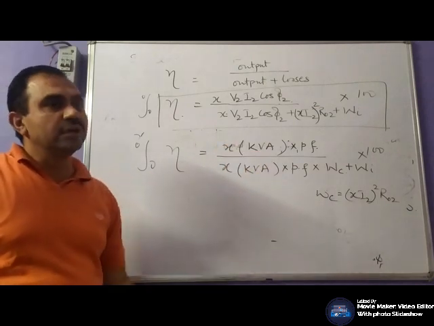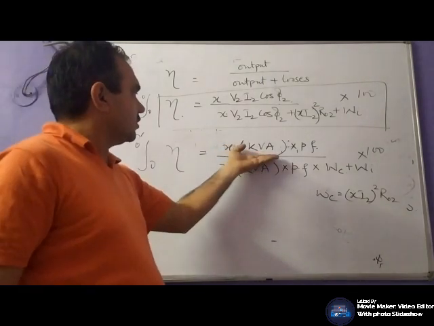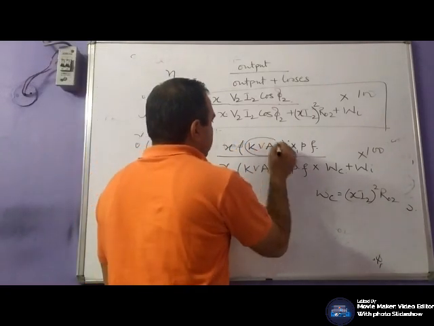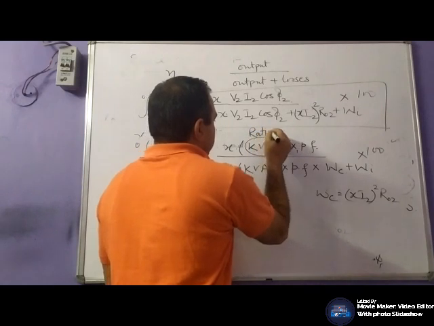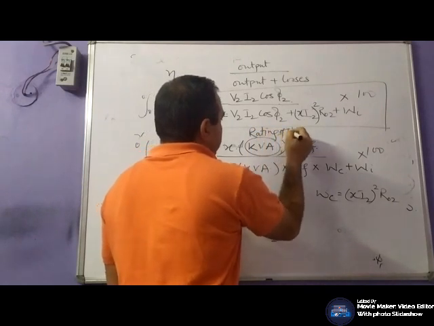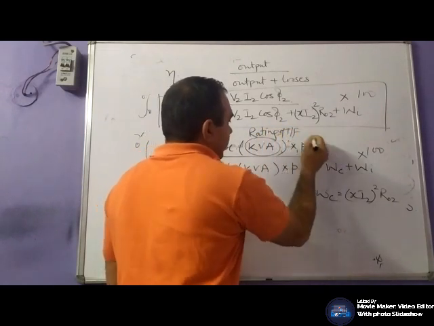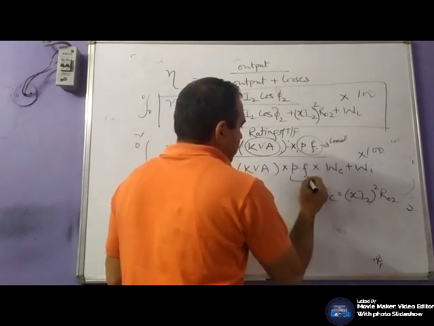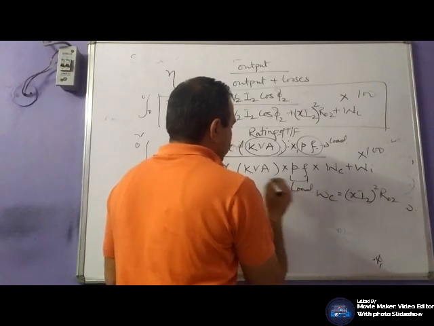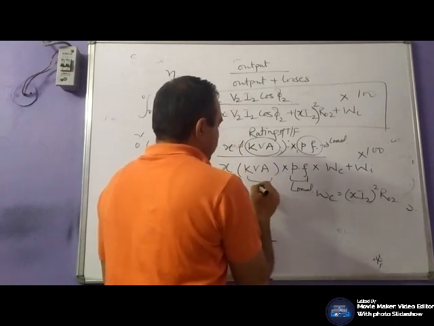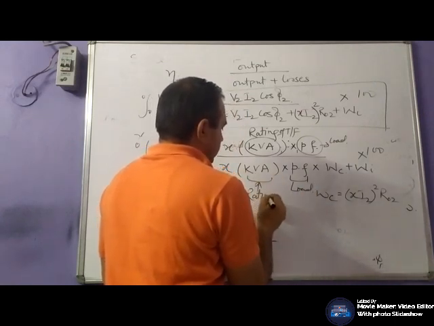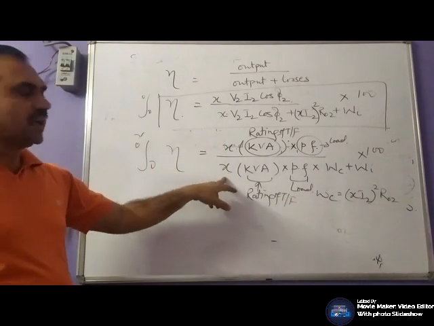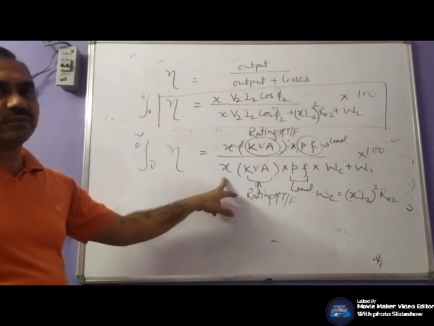If the rating on the primary side is given, this is the rating of the transformer. This is the power factor of the secondary side, the load power factor. This is the rating of the transformer, and this is the load connected with the transformer.